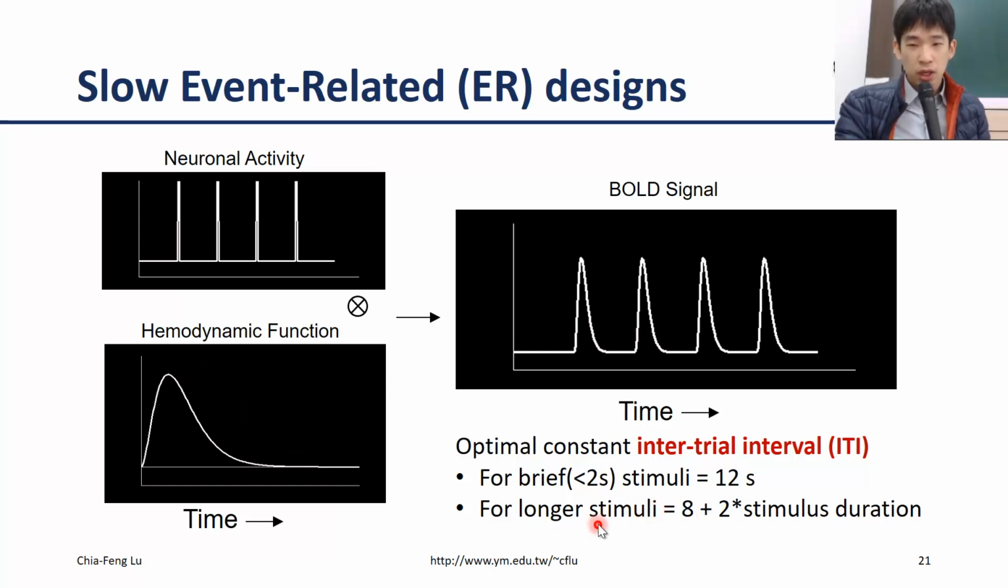Okay. Of course, for longer stimuli, this period means that for each stimulus, the time interval, for example, 2 seconds, means the stimulus is displayed on the screen. For example, if the instruction is displayed for shorter than 2 seconds, then a 12-second interval is good. But if your stimulus is longer, for example, you display the instruction for longer than 2 seconds, then you definitely need a longer interval for this slow event-related design. Okay.